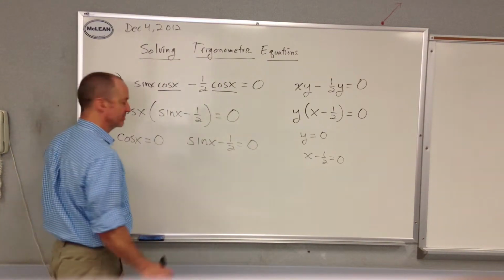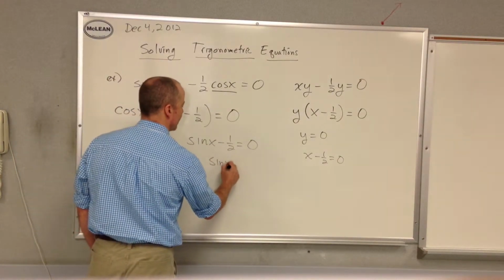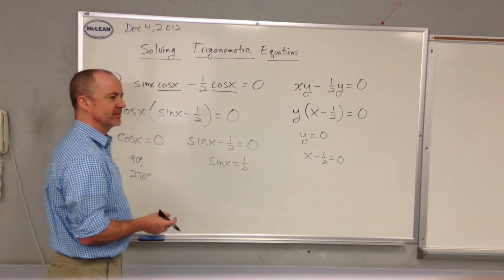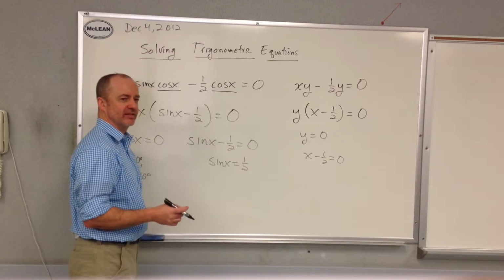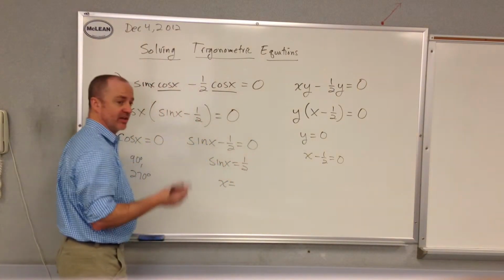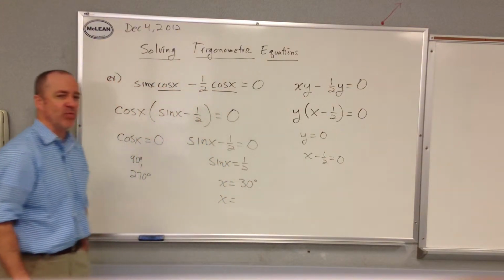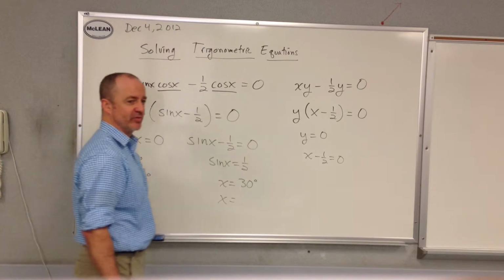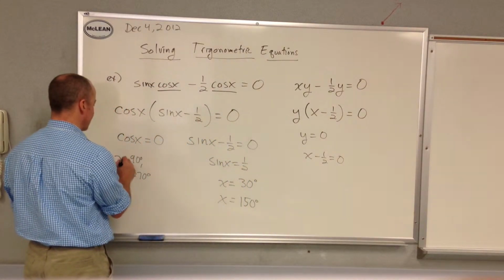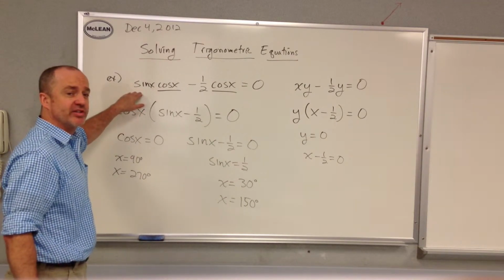It's 90 or 270. When does the sine of x equal 1/2? And just stick to 0 to 360 now for these answers. Sine x equals 1/2 when x equals 30. And where else? There's a positive 1/2 in one other quadrant on the unit circle with a reference angle of 30. 150. So between 0 and 360 degrees, this equation has 4 solutions.